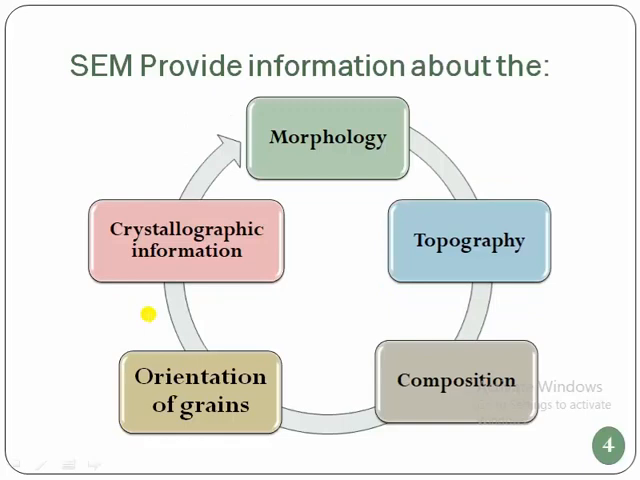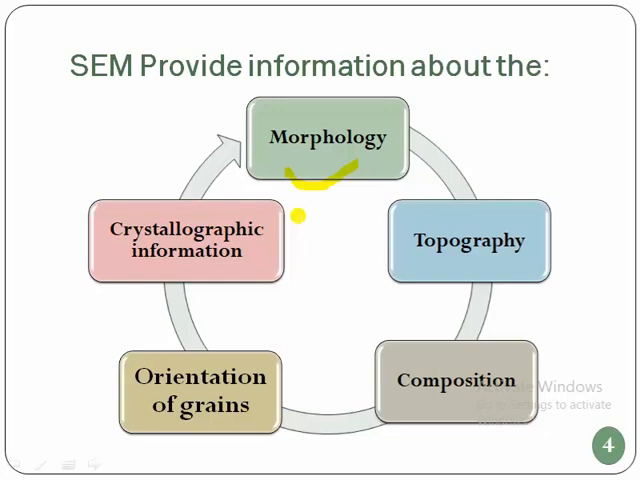Now which kind of information can we get by using SEM? SEM provides this major information. First is morphology, then topography, composition, orientation of grains, as well as crystallographic information. So what is morphology? Morphology means the measurement of shape and size. It covers the shape and size.